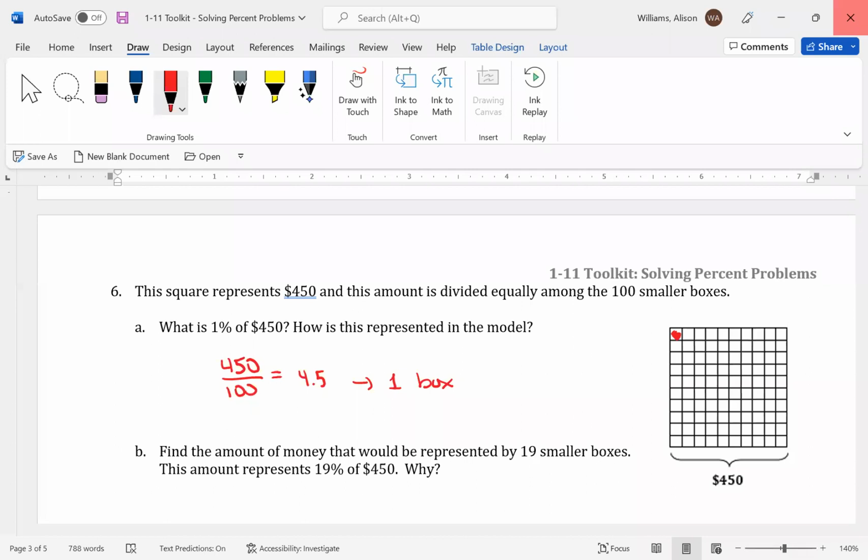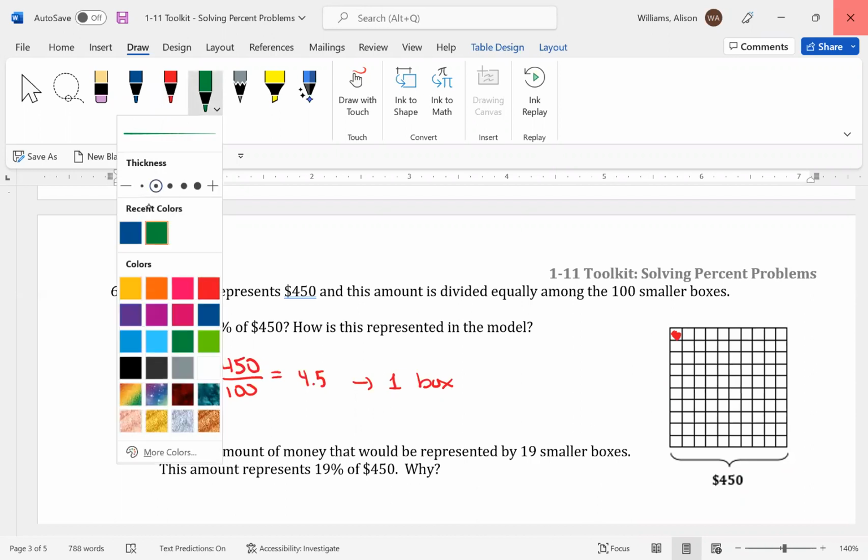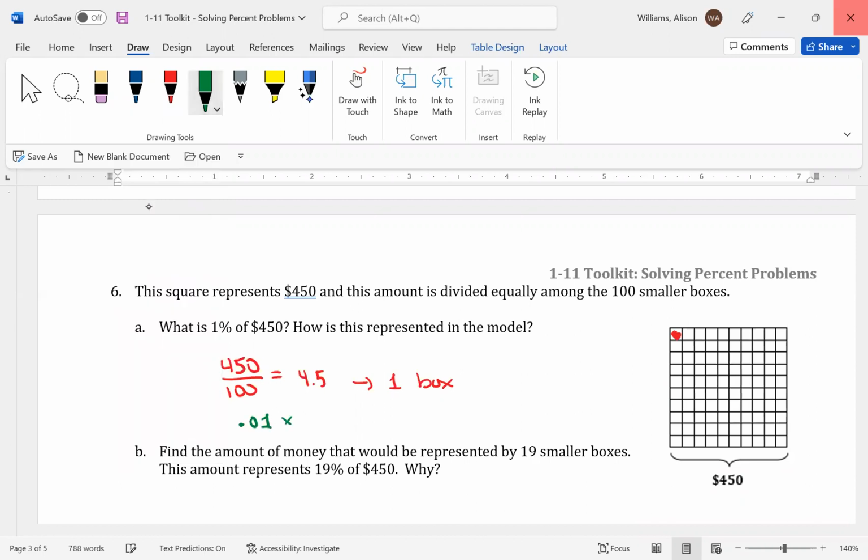Now, there is another way to find 1% of 450. And here I'm going to do that in green. My green is kind of thick, so let me decrease the thickness on that one. So I could take 0.01 and times it by 450 on my calculator. And here I'm going to put the word or, because this is an alternative way to do it. And that comes out to 4.5. And again, because 1% is represented as one box, this is just representing one box. So that's another way of doing this.